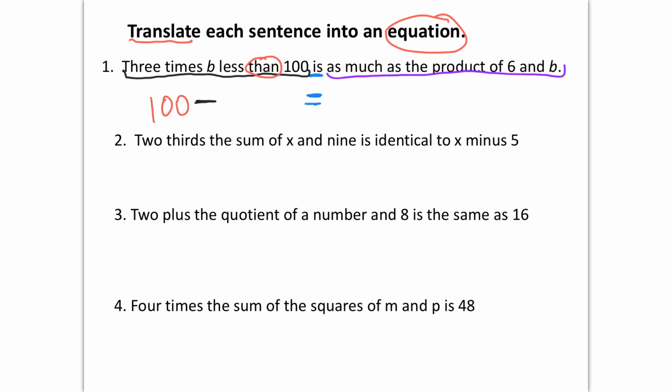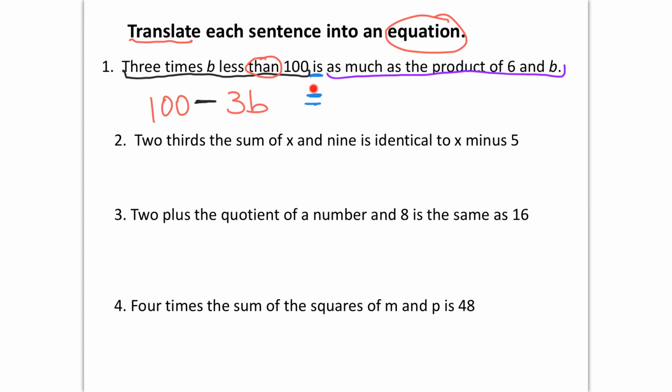minus 3 times b. Now 3 times b is just 3b. You guys don't need the times in the middle, but that's what it is, 3 times b. So once again, since we have less than, that's going to be your subtraction. So less than means subtract, and the word then means you have to switch the order. So 100 goes first, and 3 times b goes after the minus.